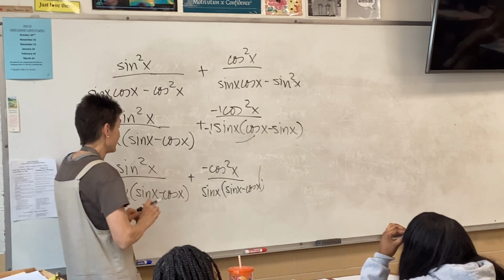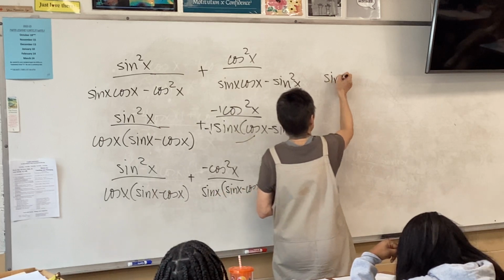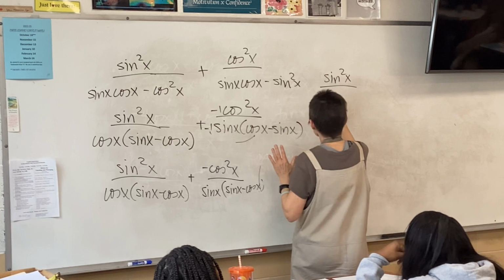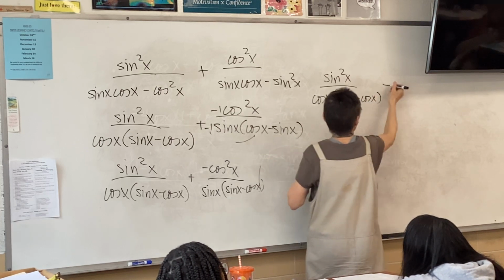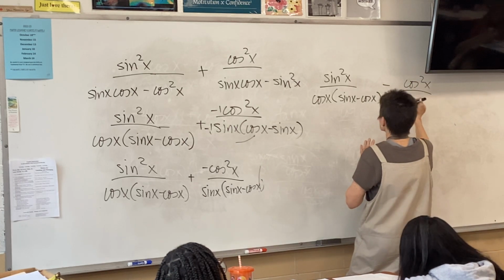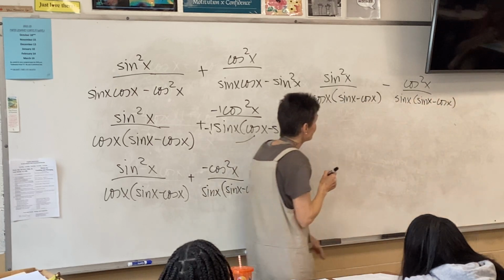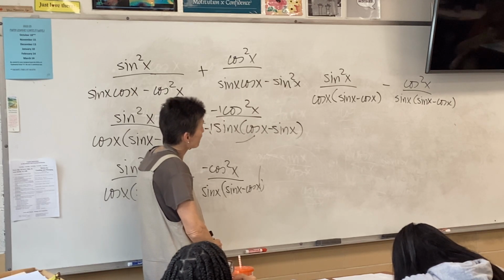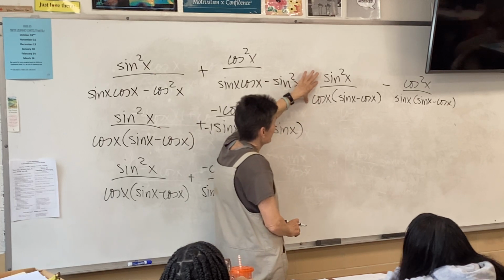Oh yeah, we're getting it now. Things are looking really good now. So on the top, we have sine squared over cosine, sine minus cosine squared over sine minus cosine. All right, now it's easier to get a common denominator. What will my common denominator be? This one will need to be times by a sine.